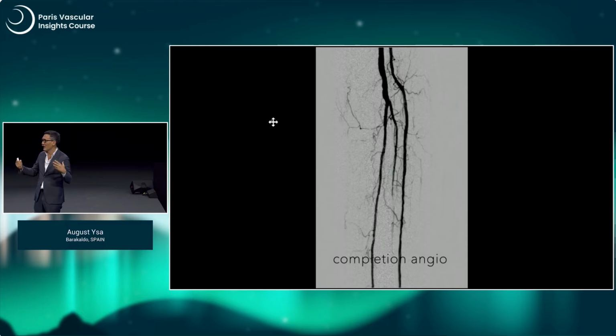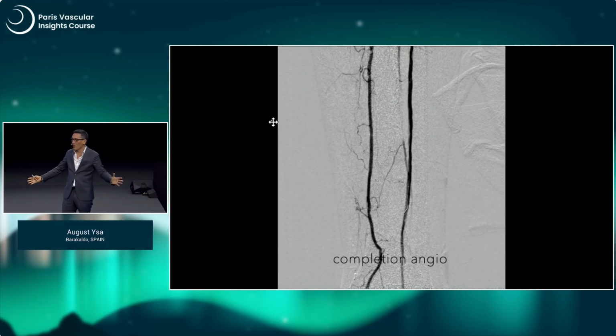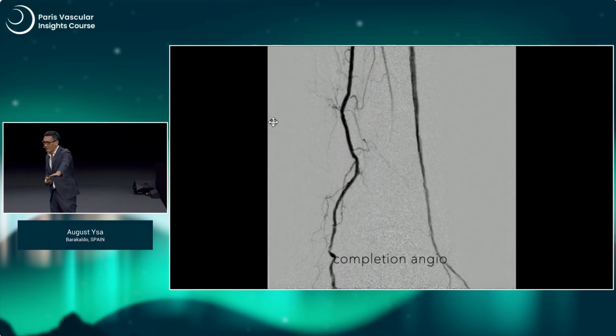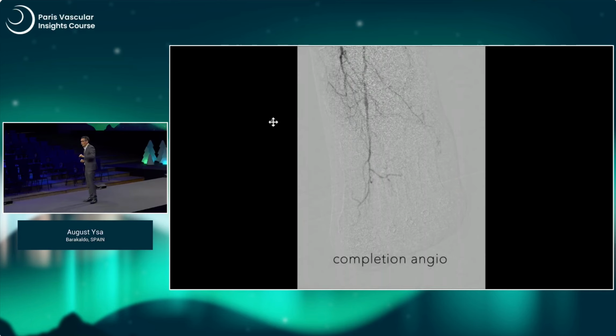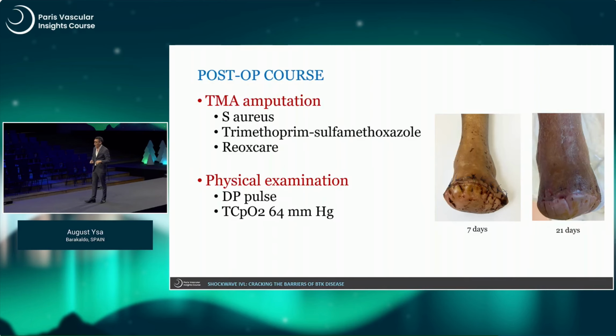And this is the final outcome. Beautiful brisk flow all over the anterior tibial and the posterior tibial. And if you have these sort of outcomes, wind-based concept, you will have this clinical outcome. We performed a TMA, 3 weeks later, complete wound healing, and DP pulse, and TcPO2 raised up to 64 millimeters of mercury.